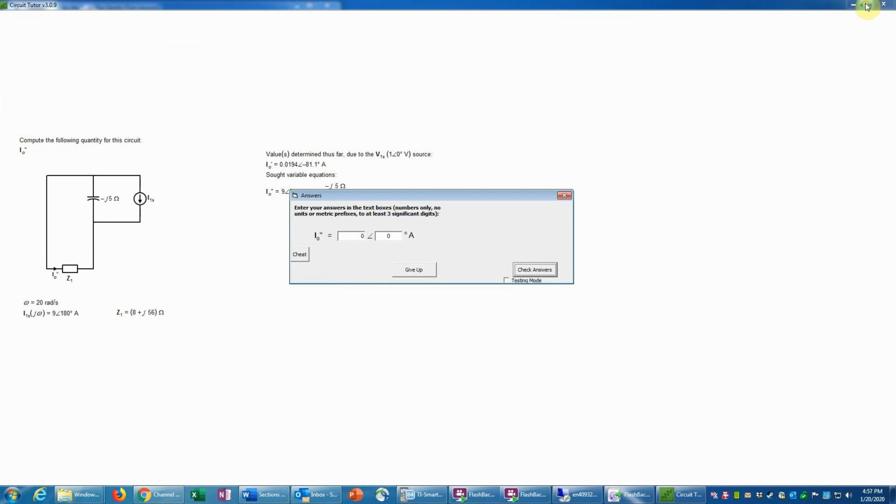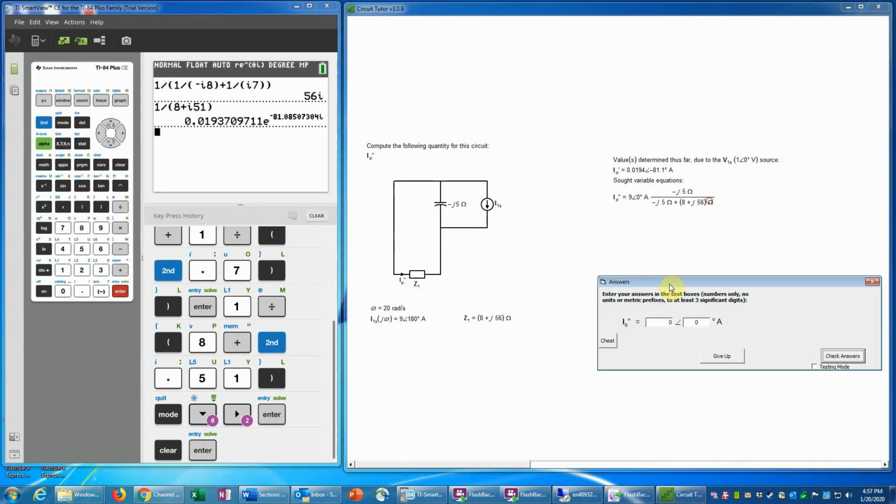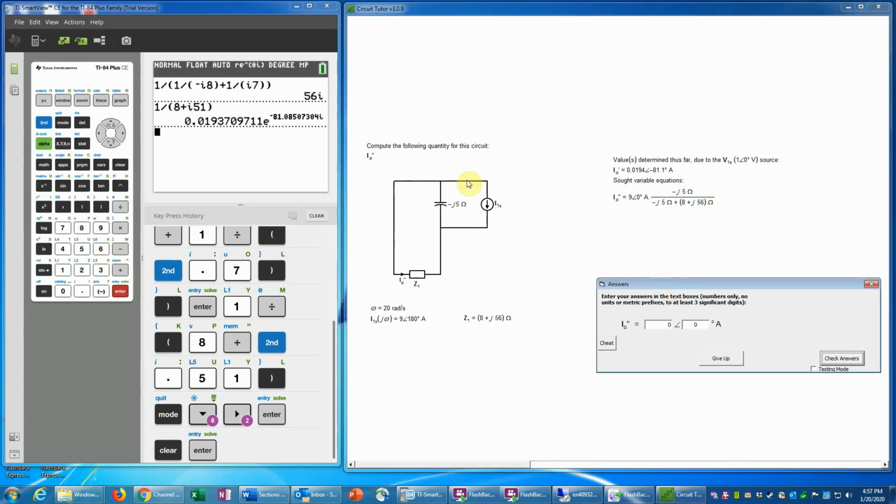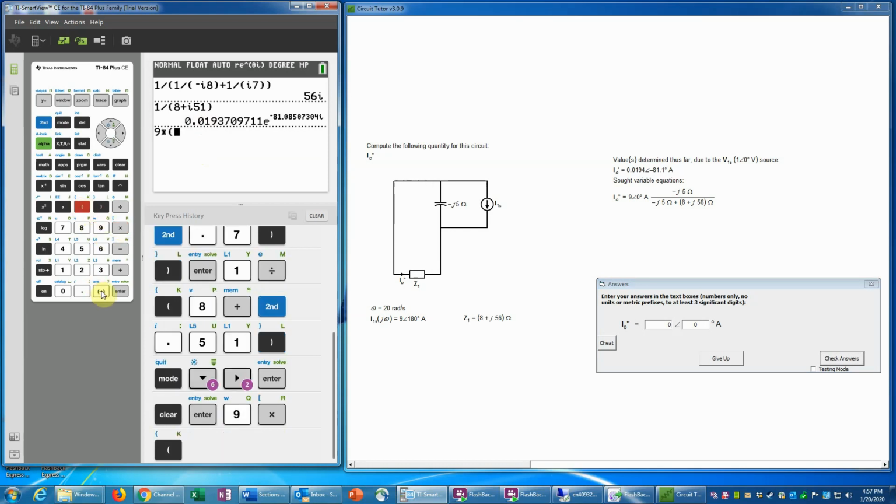So let's go to the calculator now. And now, again, I want my answer in polar form, so we'll verify that my calculator is already in polar mode. That will save a step of converting it. And so I need to enter the value. So 9 angle 0, that's just the same as a 9. And then we multiply that times negative j5. So I'll just put that in parentheses here.